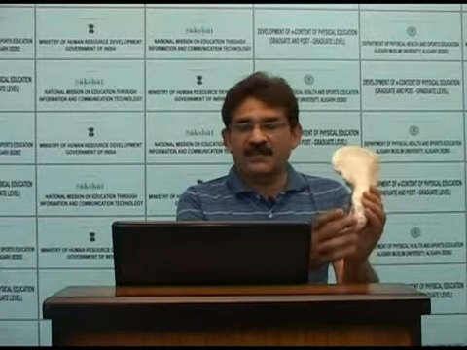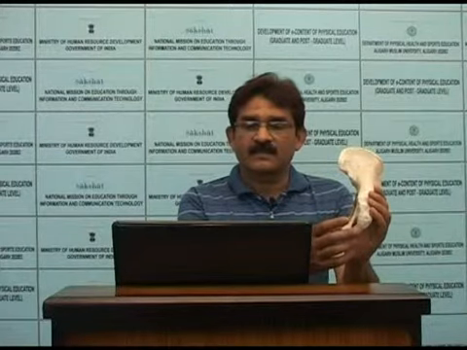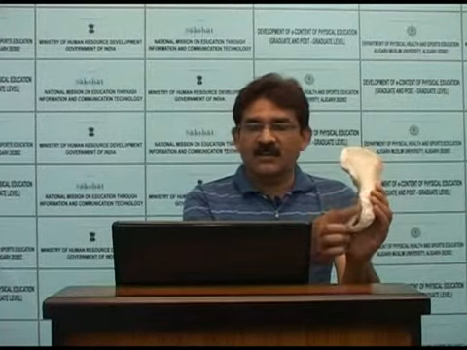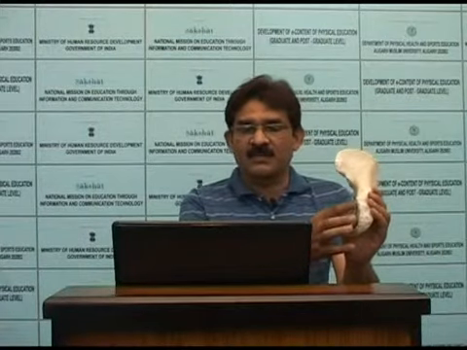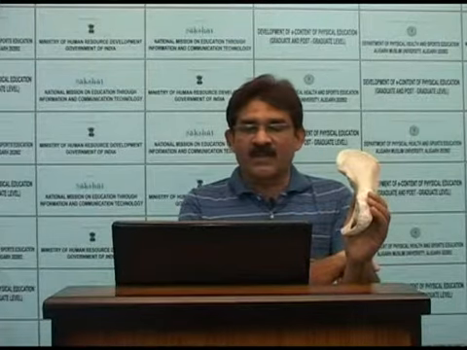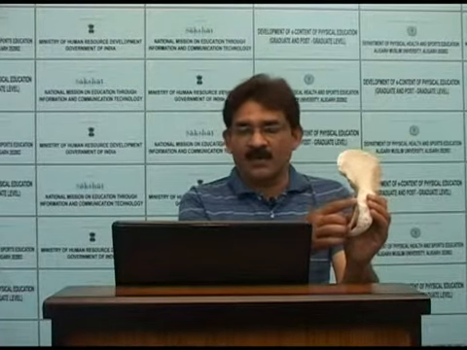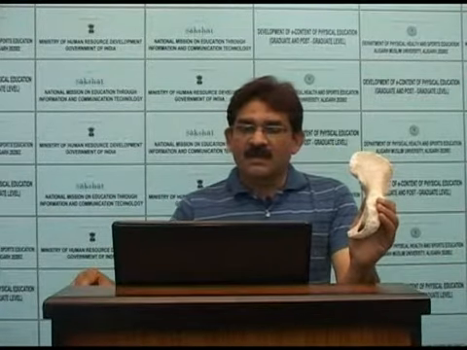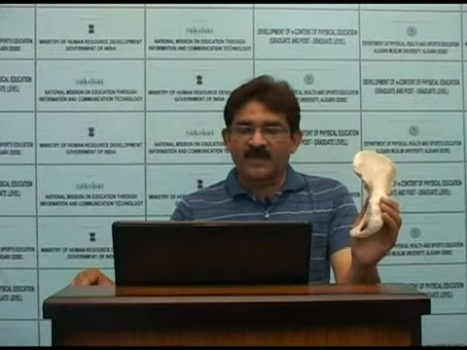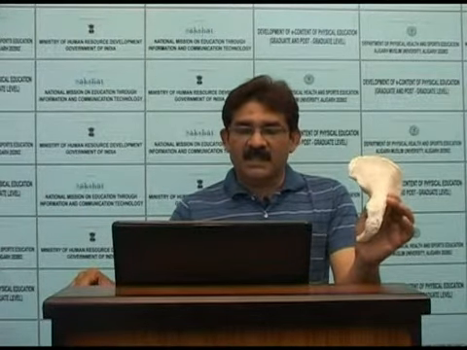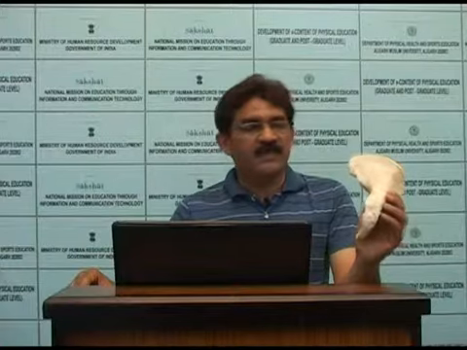This is the pubic symphysis. The body of the pubis forms the anterior and inferior one-fifth of the acetabulum. The iliopubic eminence, the superior ramus of the pubis, pecten of the pubis, pubic tubercle, pubic crest, symphyseal surface, and the inferior ramus of the pubis.